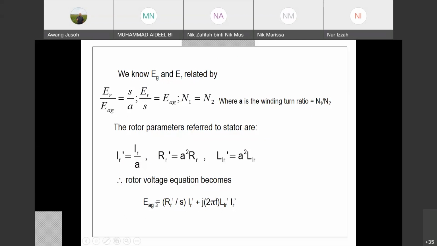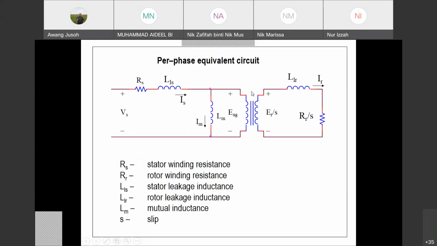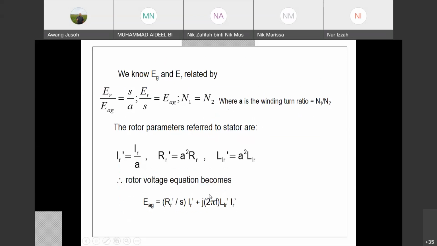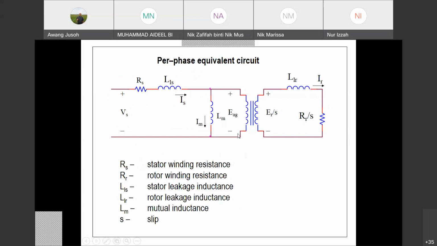And then we know that by doing that, we can simplify this. Now we have a transformer here, and we can remove the transformer because we know the equation for EAG already. We know the equation for EAG is given by this one. That means we can remove the transformer here. So now we redraw the circuit by eliminating the transformer, and then we have this circuit.